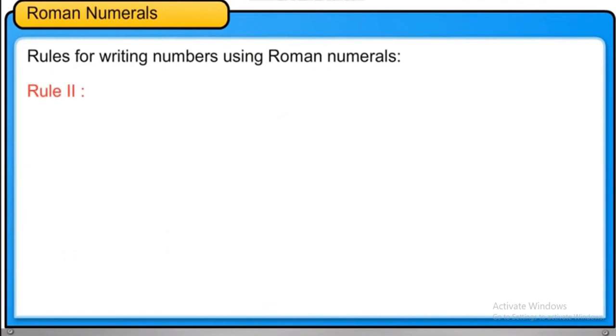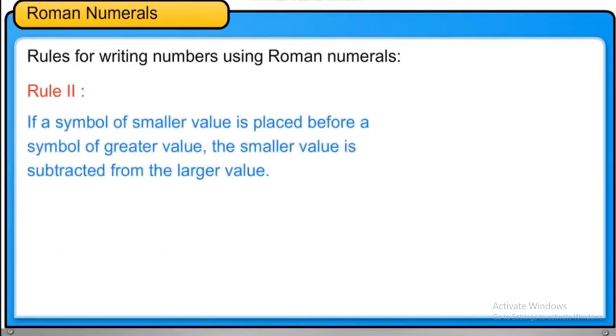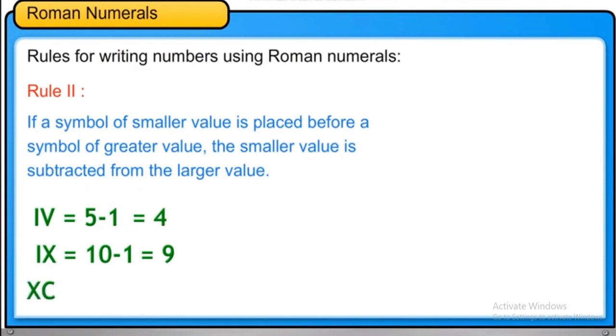Rule number 2. If a symbol of smaller value is placed before a symbol of greater value, then the smaller value is subtracted from the larger value. For example, to write 4, the number for your class, you place an I before a V. So you get 5 minus 1 or 4. Similarly, by placing an I before an X, you get 10 minus 1 or 9. And by placing an X before a C, you get 100 minus 10 or 90.